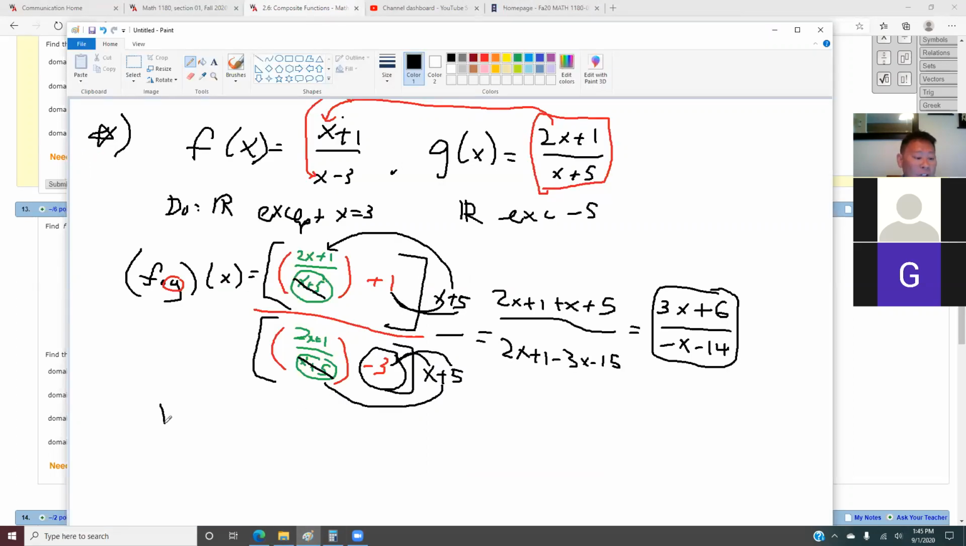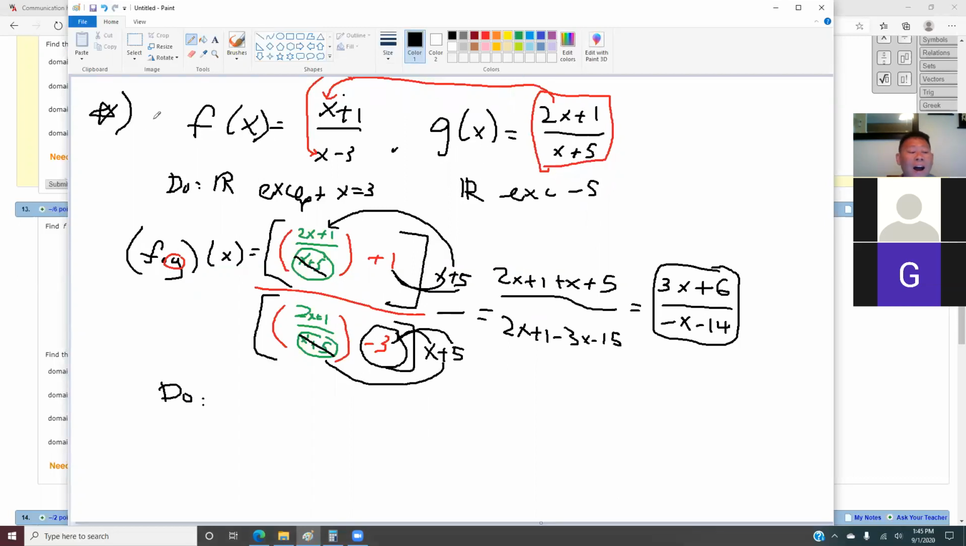So now my question is, what is the domain of this f∘g(x)? This domain, pay attention, very important. That's why I told you it's coming in the test. This domain is based on two domains: the domain of f∘g and the domain of g, not f. We don't do the domain of f. Why? Because g is the one that we plug in first.